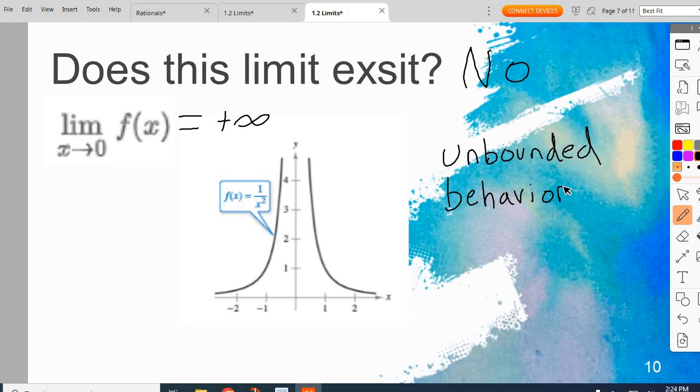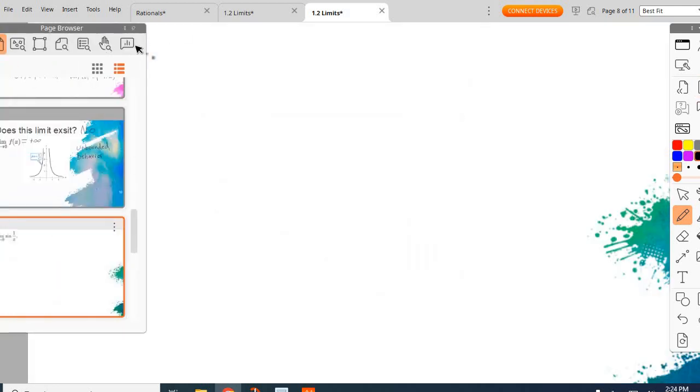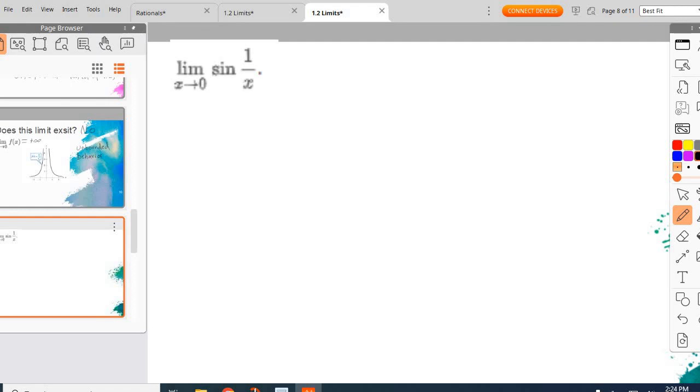Now, on this next one, it's a little bit different. We're going to look at the graph of this. Anyone know what that graph looks like off the bat? Not that one. Here we go. That one. It is squiggles. Specifically, what kind of squiggles?